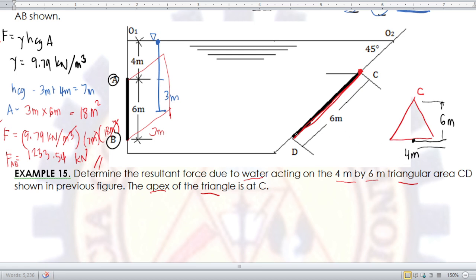Because, class, if you drew the three-dimensional figure of this, it will look like this, class.